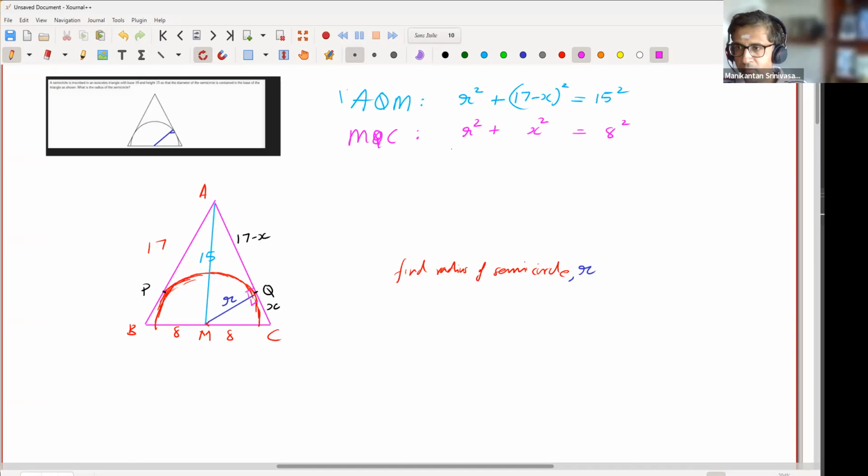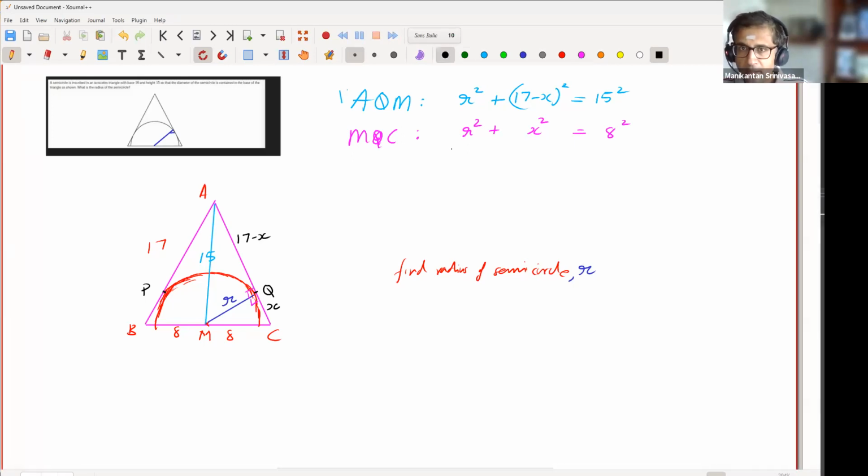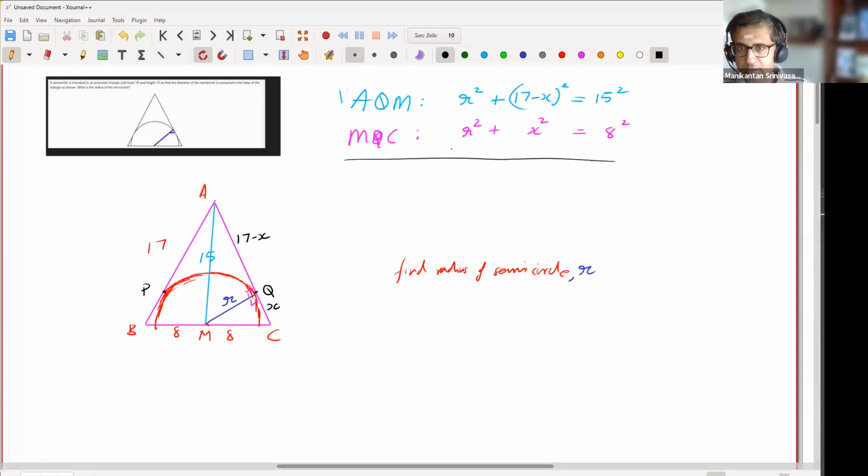Okay. You can see that, right? Literally you can feel it. Now, let's subtract these two equations. So R square minus R square will be 0. Okay. Now 17 minus X square will be how much? 17 square, which is 289.